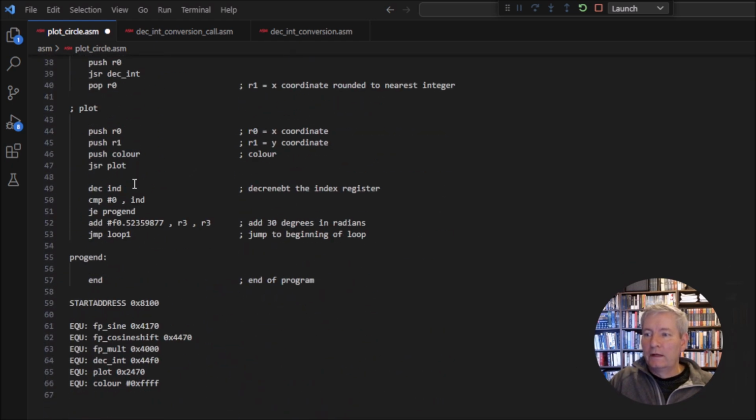So whenever we get down to the bottom here, it's going to decrement the index register, and check whether it has a value of 0 in it. If it has got a value of 0, it means it's gone round the full circle and did all 12 points, and it will just end the program.